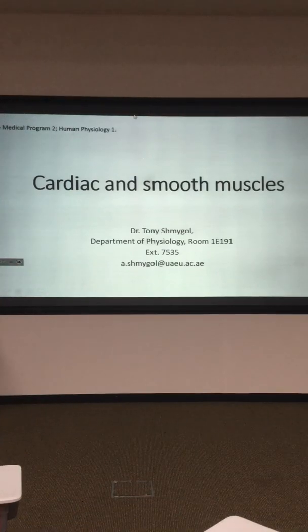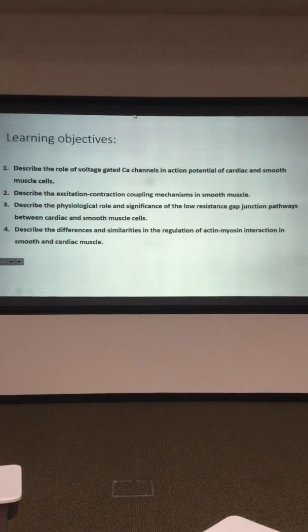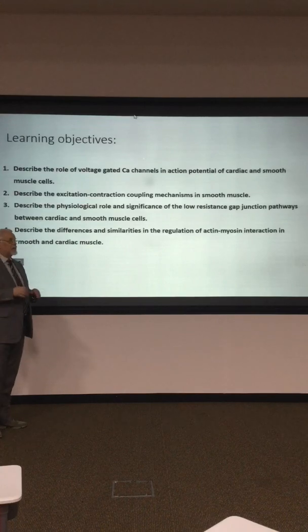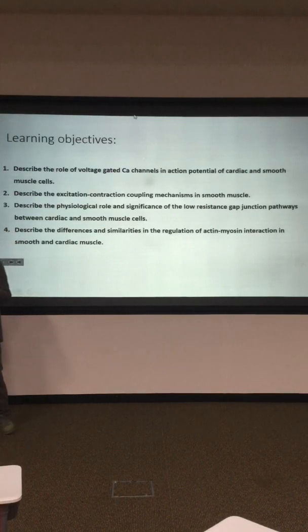Skeletal muscles, cardiac muscle, and smooth muscle also represent electrically excitable cells capable of generating action potentials. So what we are going to talk about in this lecture is mainly about the role of calcium channels in the mechanism of action potential generation.